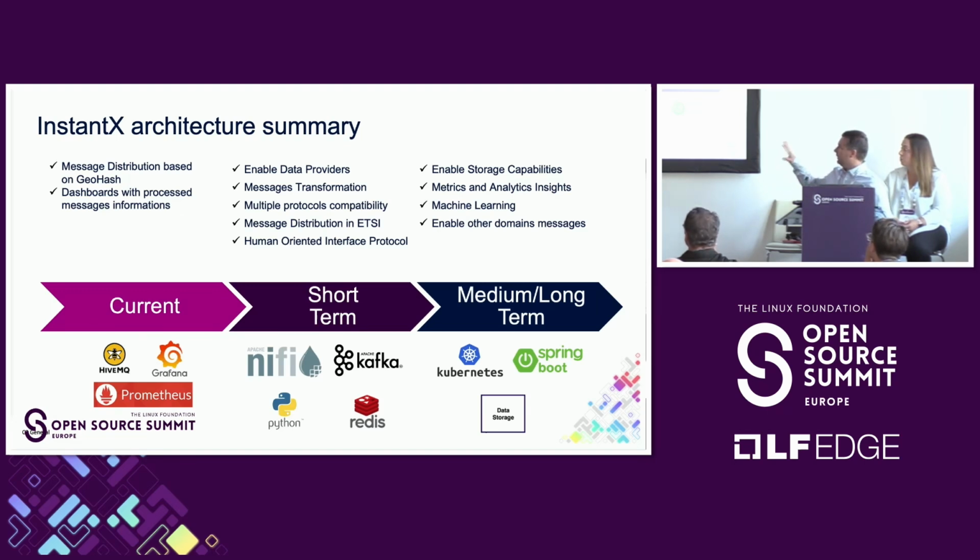So we have three stages: the current one, short term, and medium and long term. In the current one, we have message distribution based on geohash, just to ensure that only the messages that are around you are received. So you are not receiving things that are kilometers away. We have a dashboard with the messages that have been processed. And to do that, we are using HiveMQ, Grafana, and Prometheus.